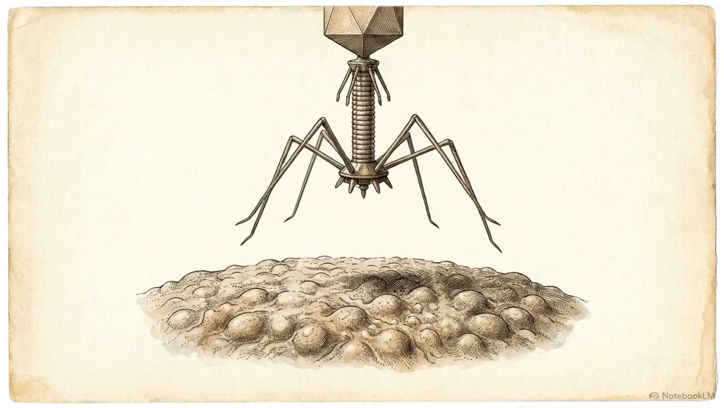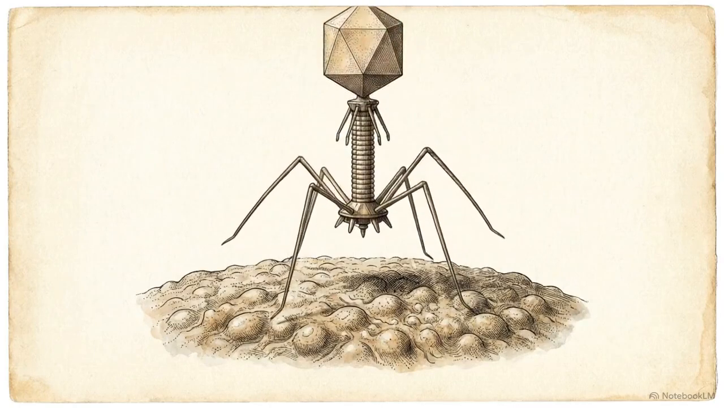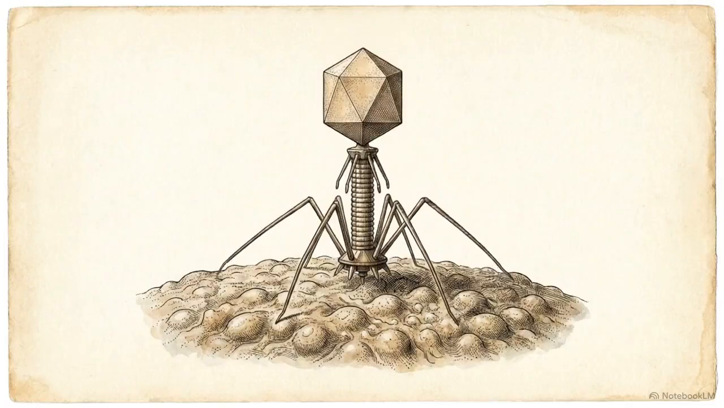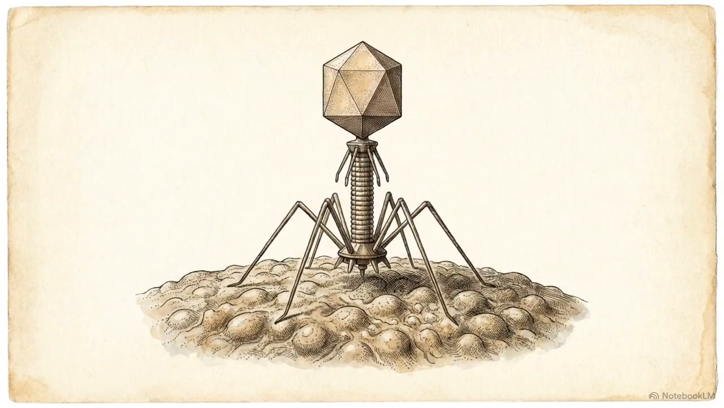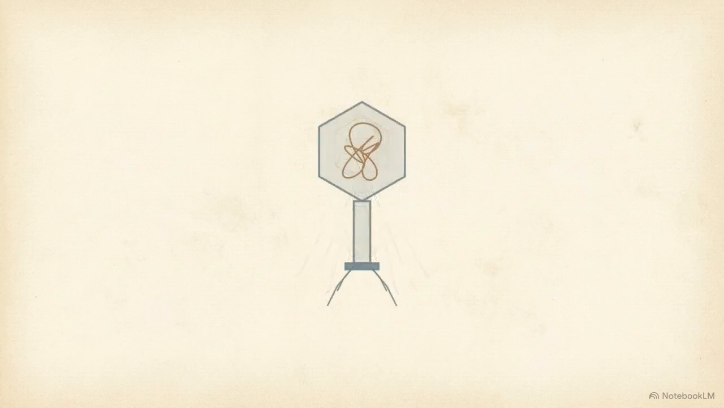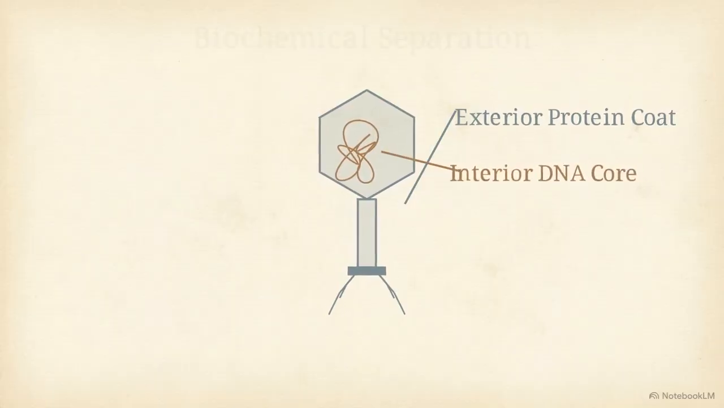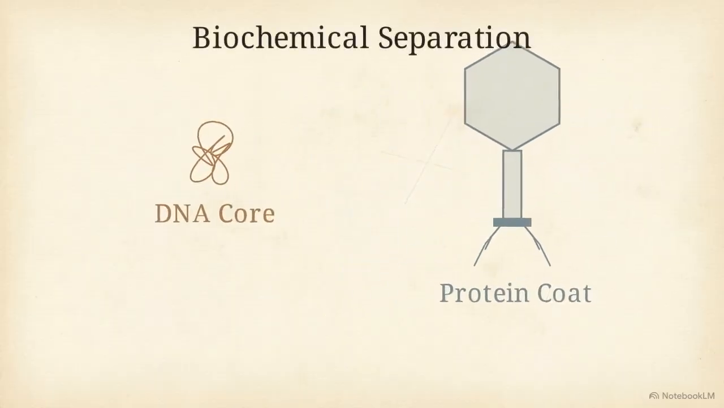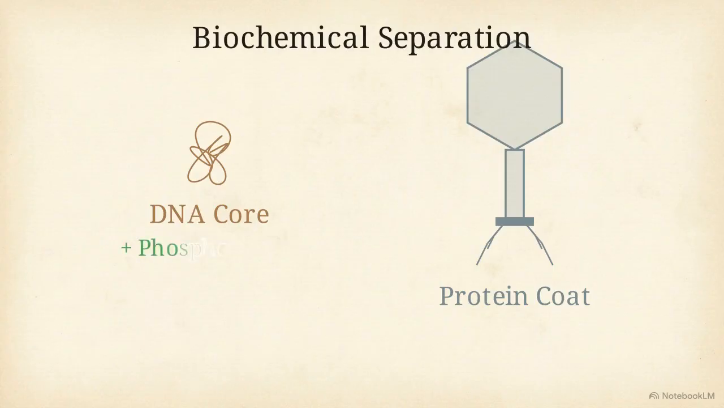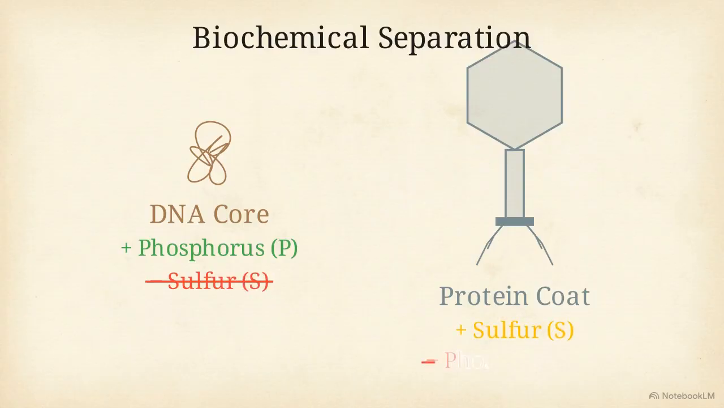To resolve this debate, researchers turned to a highly specialized biological tool, the bacteriophage. A bacteriophage has an elegant binary composition. It is built entirely of just two components, an exterior protein coat and an interior core composed exclusively of DNA. This provided a distinct biochemical separation. Based on the structural architecture we've mapped, DNA possesses a dense phosphorus backbone but entirely lacks sulfur. Conversely, the protein coat possesses sulfur but entirely lacks phosphorus.